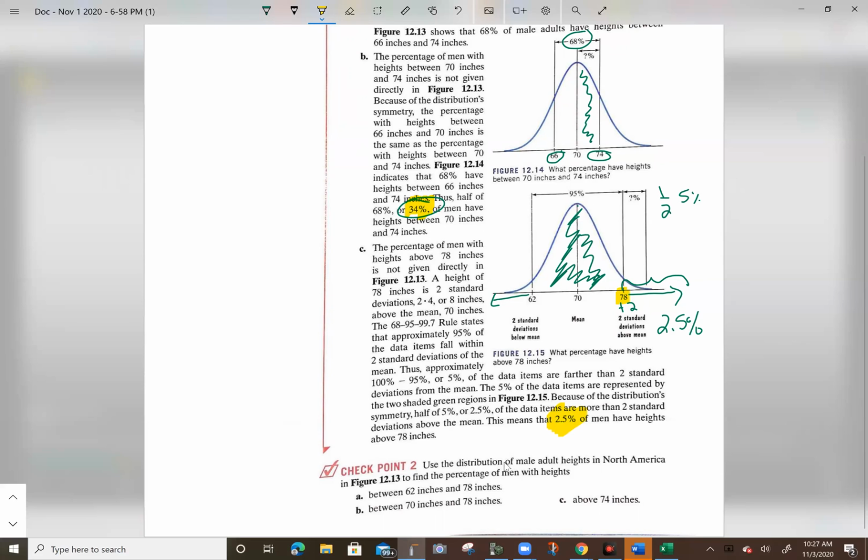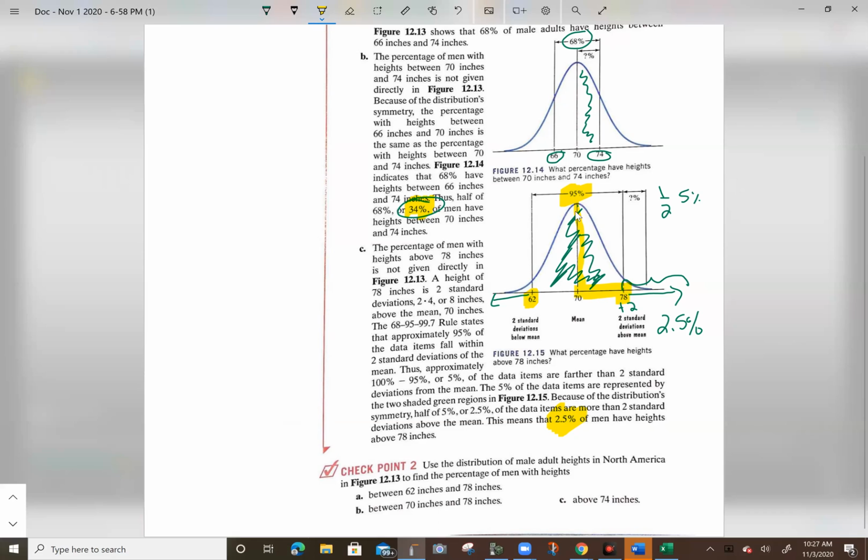So checkpoint 2: use the distribution of male adult heights in North America to find the percentage of men with heights between 62 and 78. That's easy. That's right here, 95%, right? Between 70 and 78, well, that's going to be half of 95. It's going to be half of 95.